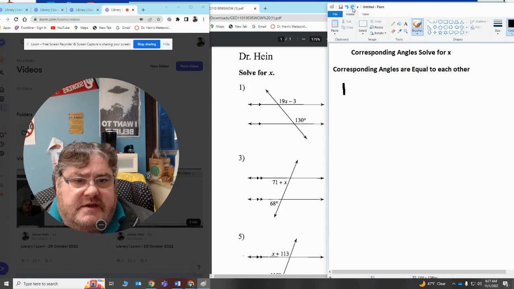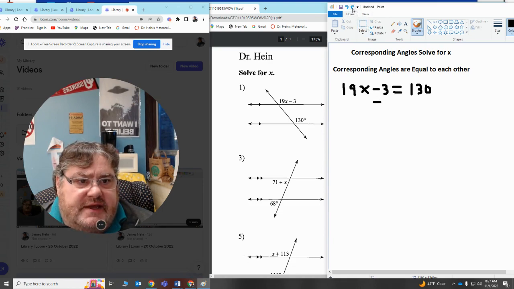So let's do that. Let's take 19x minus 3 and make that equal to 130 degrees. Okay, now we're going to isolate the x. We want x to be all by itself because we have 19x minus 3. We're going to do the opposite. We're going to add 3 to the negative 3, and we want to cancel that out.